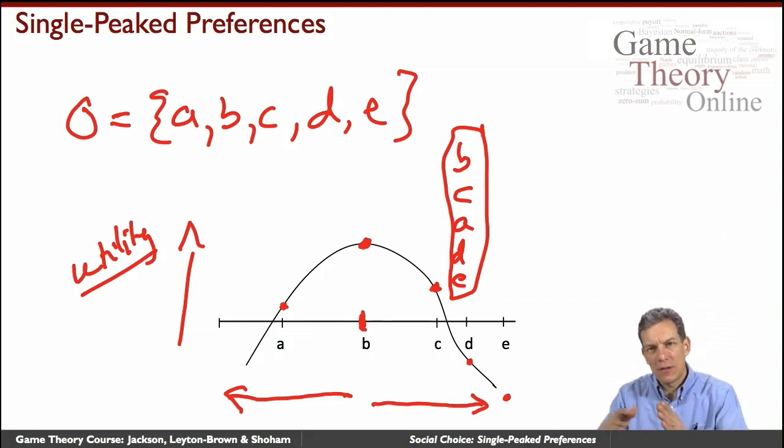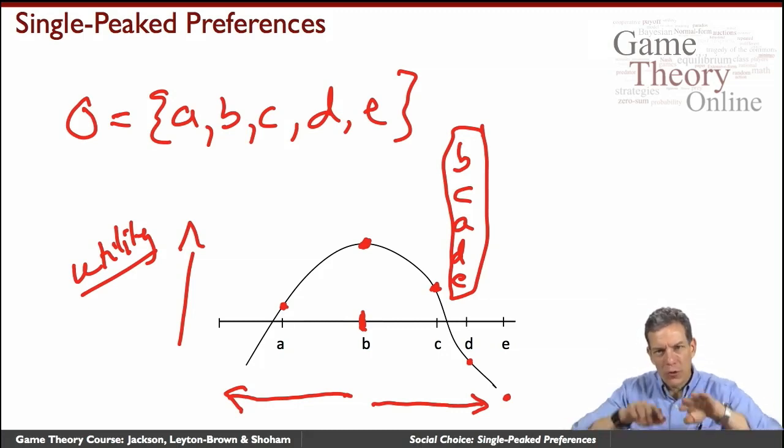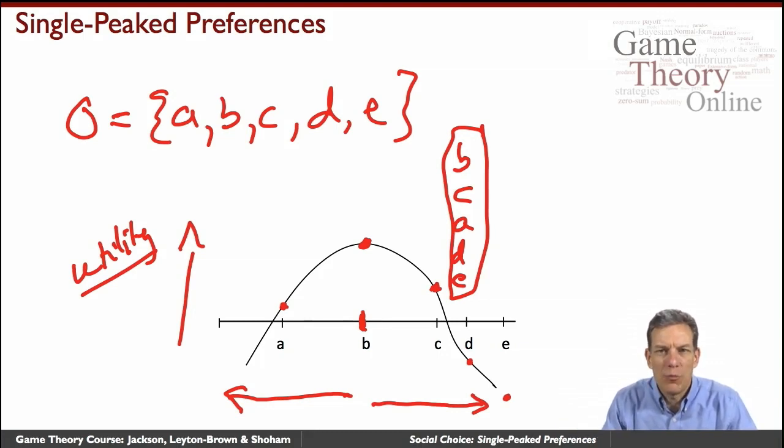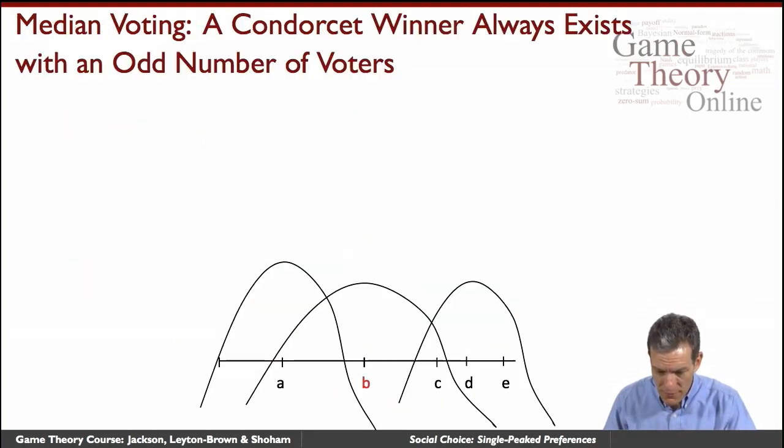And the fact that you've got this nice ordering, and it can be ordered on a line with a most preferred alternative and things getting worse when you move away, that kind of preference means that you've got nice voting procedures and the existence of Condorcet winners. So let's have a peek at that, just to understand why things are going to be better behaved in this kind of world.